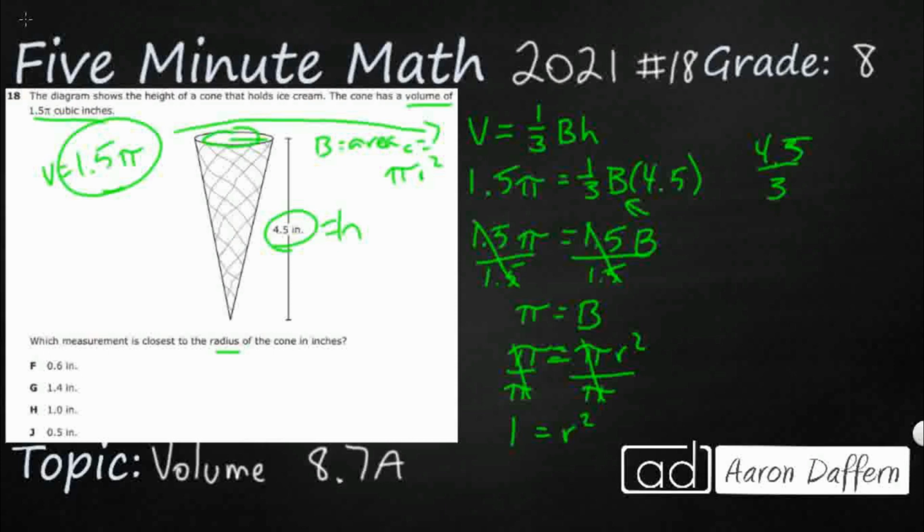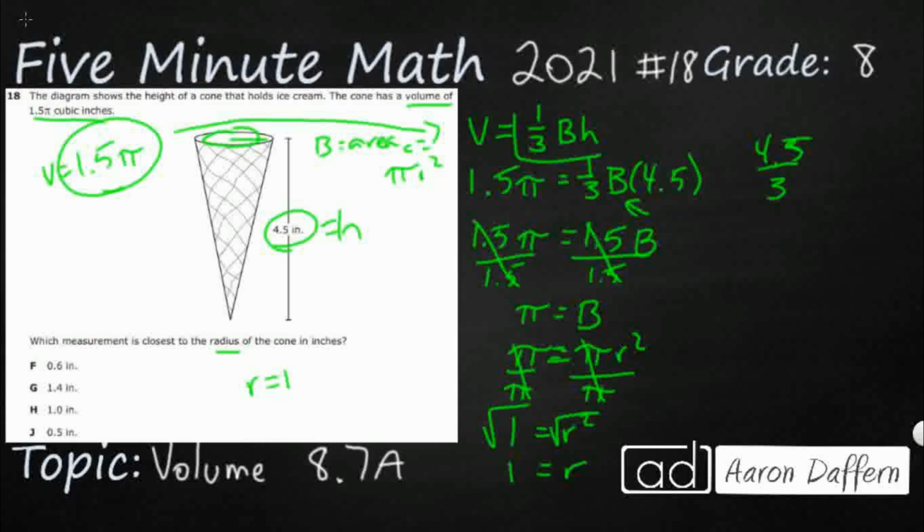And in order to isolate r by itself, I need to take the square root of both sides. So the square root of r squared equals r. The square root of 1 is 1. Did I do all of this work and r equals 1? All right, well, let's go back the other way.